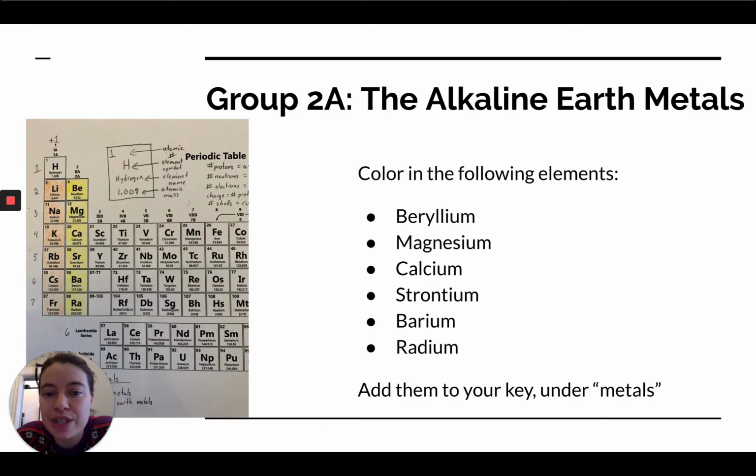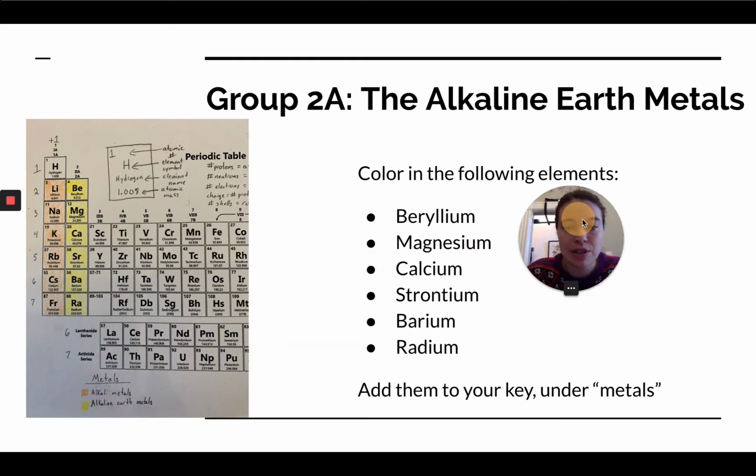So the first thing I want you to do is pull out your periodic table and some colored pencils, and I want you to color in the alkaline earth metals. The alkaline earth metals is the entirety of column 2A. That includes beryllium, magnesium, calcium, strontium, barium, and radium. And what I want you to do is color all those in and add them to your key.